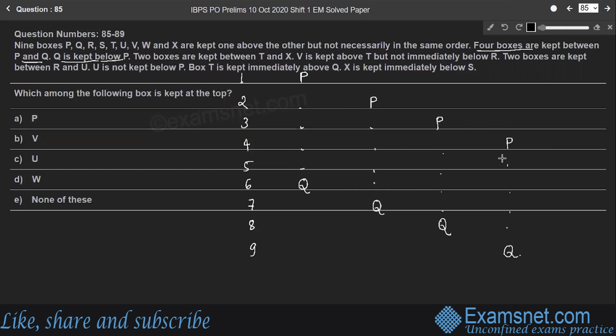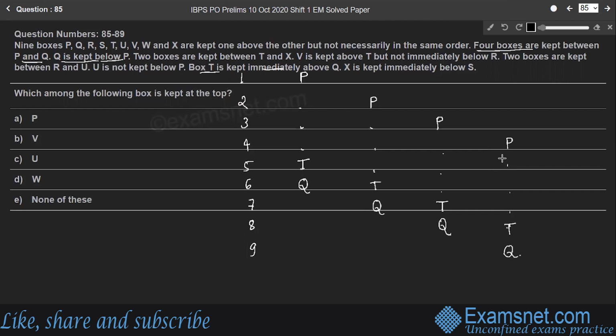And the next point here, look at the last but one point. Box T is kept immediately above Q. So above Q, box T is kept. In the second case, box T is kept above Q. In the third and fourth case also. So box T is kept above Q, right?